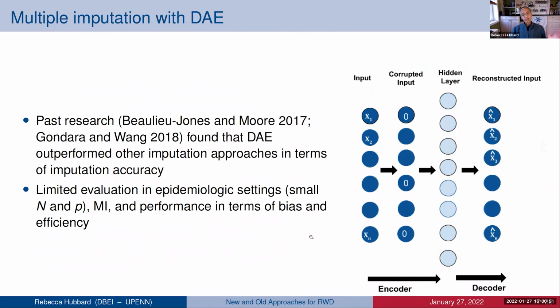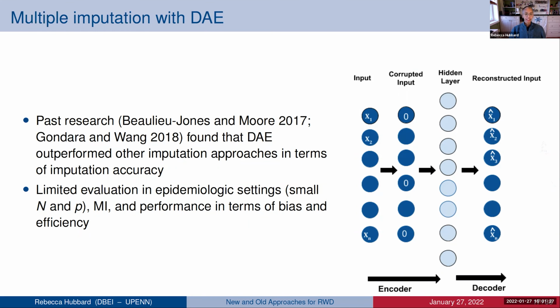This particular approach of using overcomplete autoencoders for the purpose of imputing missing data had been previously investigated in a couple papers in the informatics literature. And those papers had found that denoising autoencoders outperformed other more standard imputation approaches. One of the two papers that I cite here directly compared denoising autoencoders to MICE, along with a few other approaches. The other one did not include MICE as a comparator, but they both looked at kind of standard MI implementations. So past research had suggested that this might be a good approach for imputation.